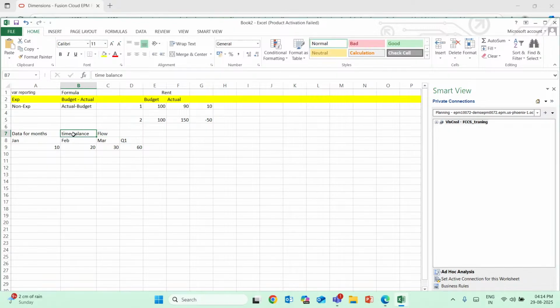Time balance, if we are taking it as flow, generally in flow we are just summing across quarter 1 of these months, and whatever amount comes up, it represents as a flow. Okay, I'll write this flow here.